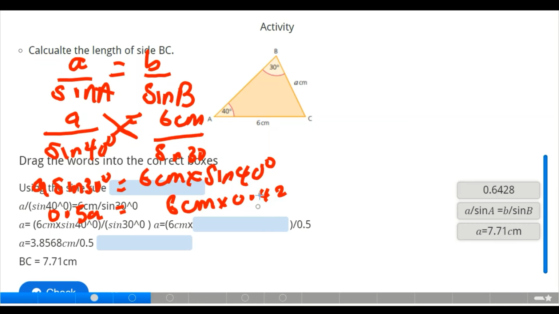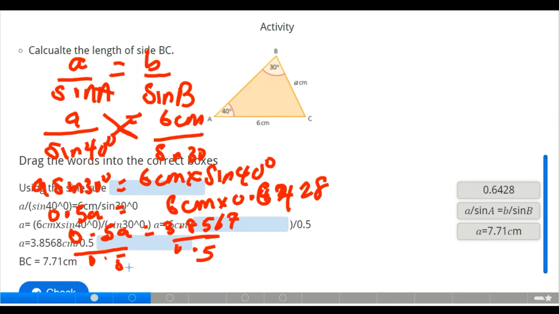Sine 40 degrees is 0.6428, that's the approximation. So multiplying that by 6, we have 0.5a equals 3.8567. If we have that, then we divide both sides by 0.5. So we have a to be 7.71 centimeters, and that is the small a.